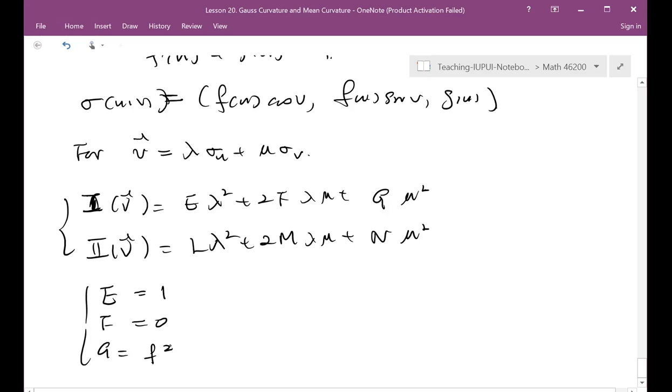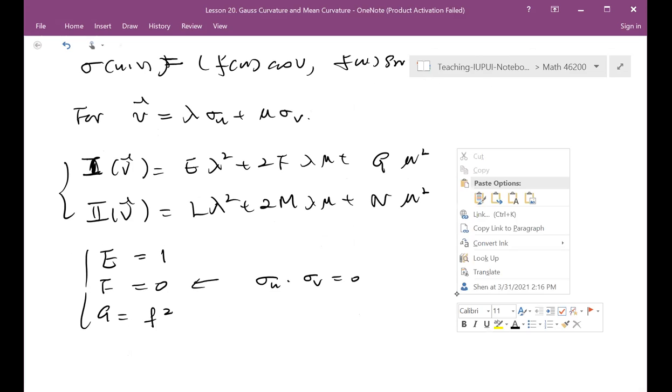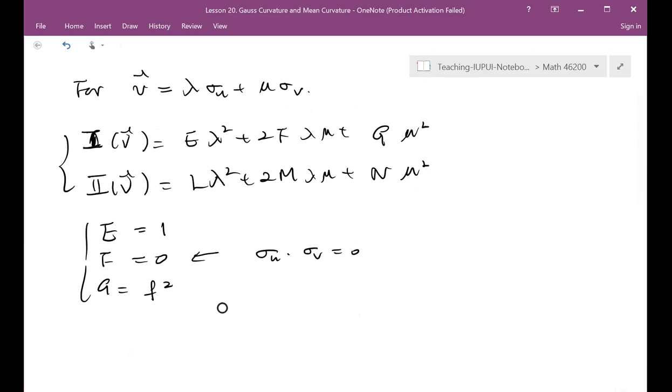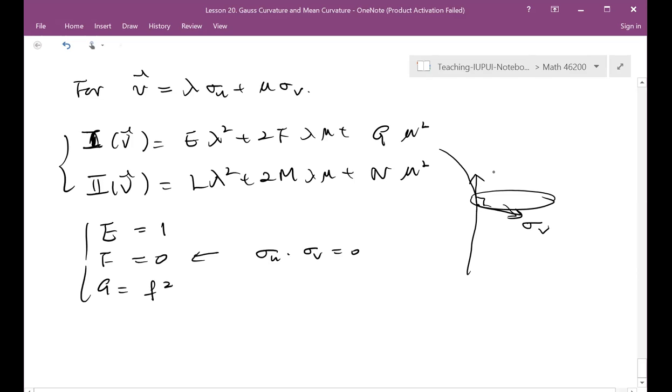Now, F is 0 means the direction of v and the direction of u are perpendicular. The geometric meaning of this is sigma_u dot sigma_v is 0. Okay, they are perpendicular. Look at the picture, right? The tangent vector to the curve and the tangent vector to the circle. This is a circle, right? So look, they are perpendicular. That's sigma_v, that's sigma_u.